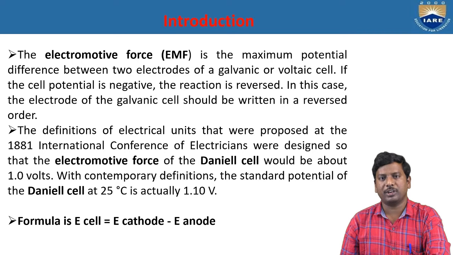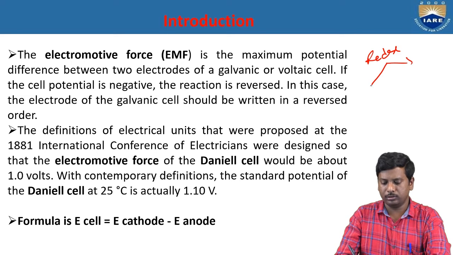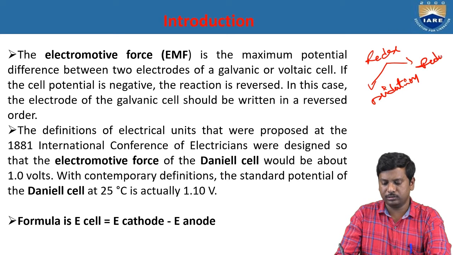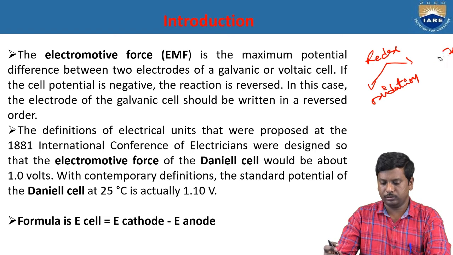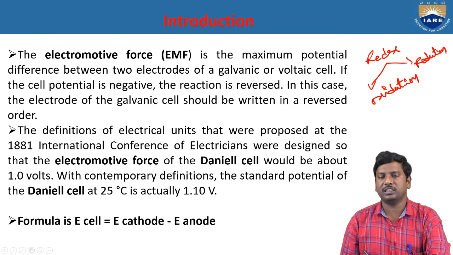For example, by taking a redox reaction, what happens? It involves both oxidation and reduction reactions. That means the reactions simultaneously take place, both oxidation and reduction. That is nothing but a redox reaction.